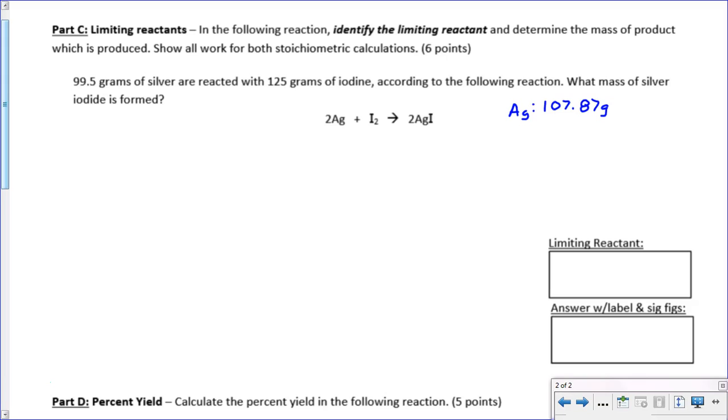Okay, we need a molar mass for I2. If you find that on the periodic table, you should find it as 253.80 grams. And if you look up the mass for AgI, you should find that it is 234.77 grams.